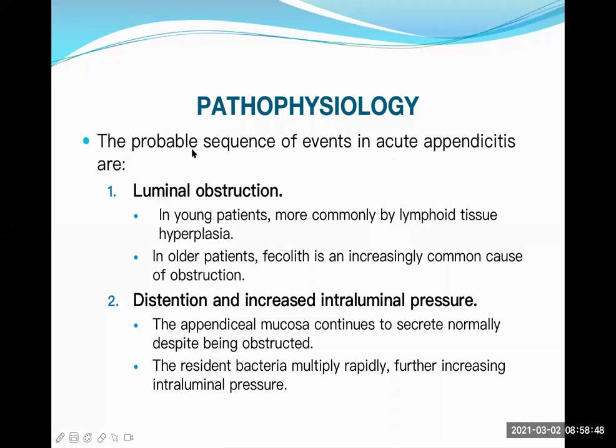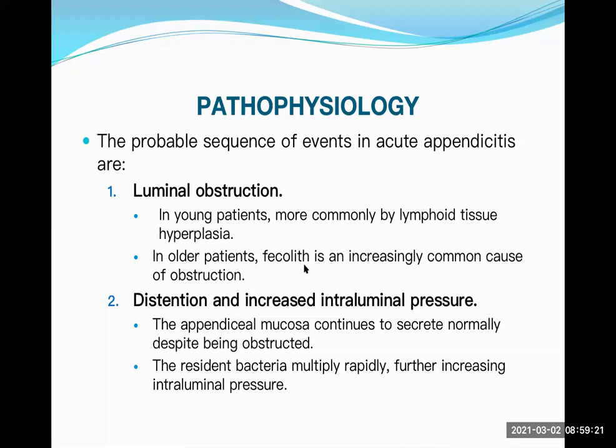Now, see this. The probable sequence of events in acute appendicitis are, first, there occurs obstruction of the lumen. Already talked about. This is the first step. Now, how does it happen? In young patients, it occurs by lymphoid tissue hyperplasia, which occurs in that age group. But in older patients or in young individuals, fecalith is an increasingly common cause of obstruction.